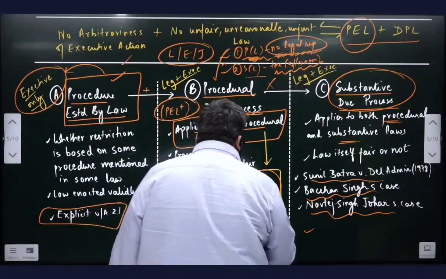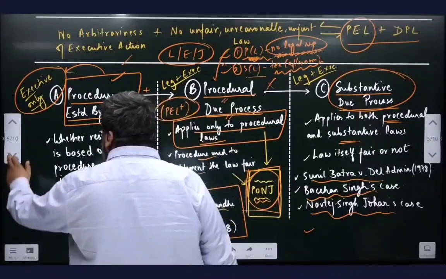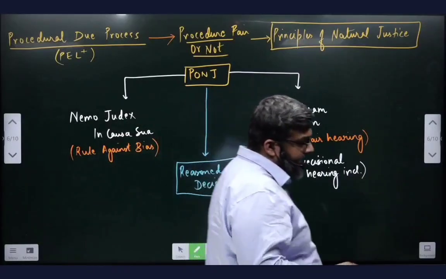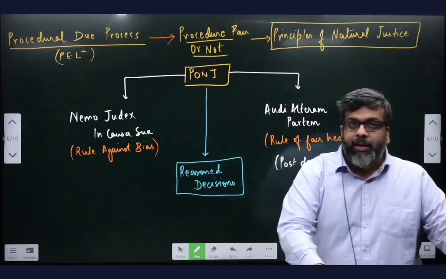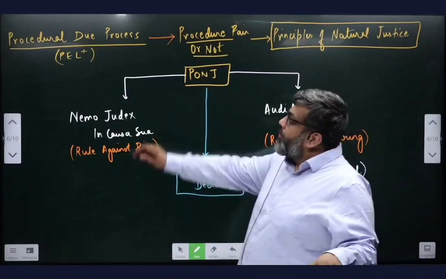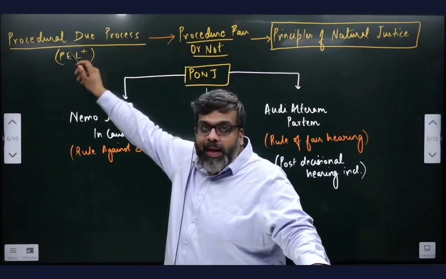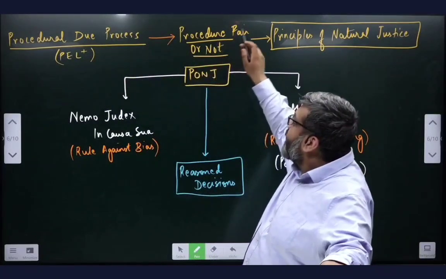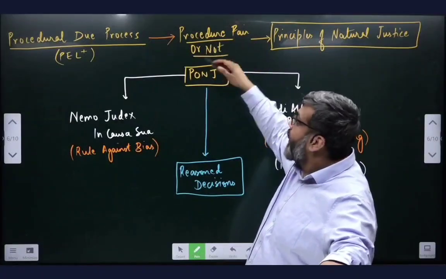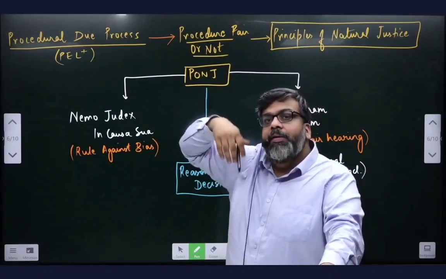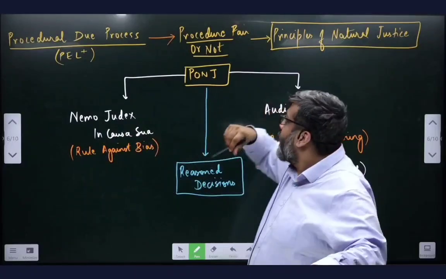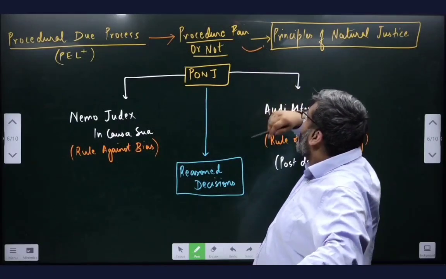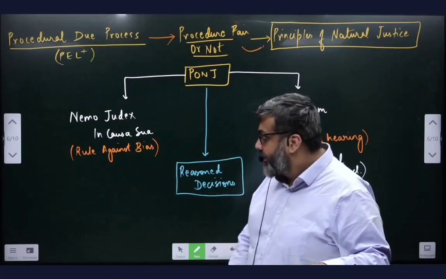So now let's take a magnifying glass and look at principles of natural justice. Because there's been reference here, let's understand quickly. Procedural due process means is the procedure fair or not. It means whether the procedure has been fairly applied or not, is the procedure inherently reasonable or not, which leads to my larger principles of natural justice.